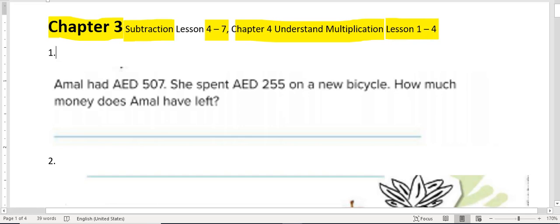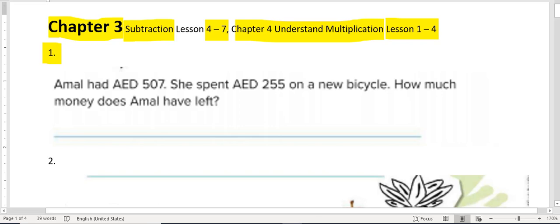The first thing I want you to do, since this is a revision guide, is to pause the video and solve question 1 to 10. When you finish, then I want you to play the video to check your answers and correct your mistakes. Hopefully you scored 10. Okay, let's start.